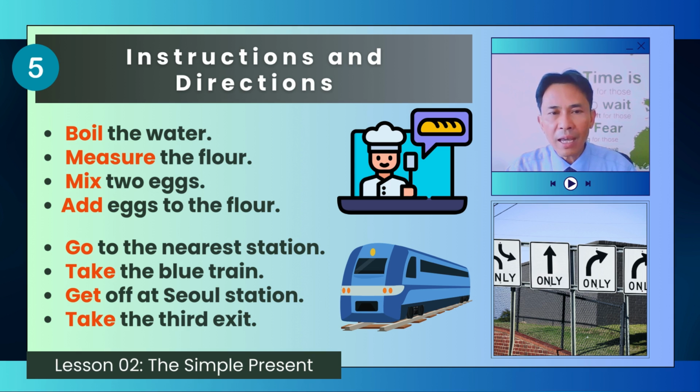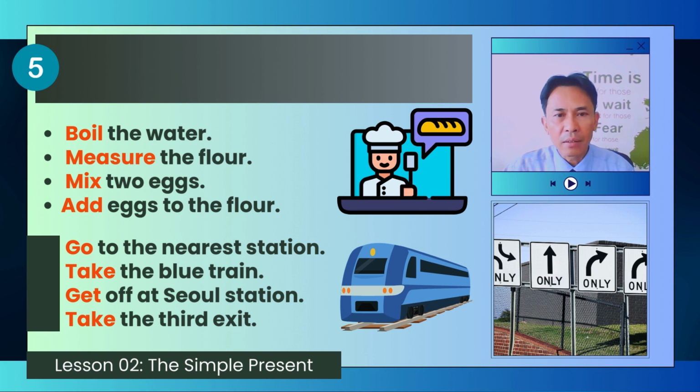Again, we don't have to say, you go to the nearest station, you take the blue train, you get off at Seoul Station, or you take the third exit. So remember, it's possible and very common to use the simple present tense to give instructions and directions on how to do something and how to go from one place to the next.